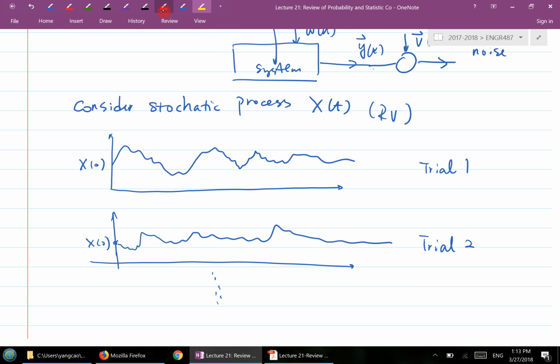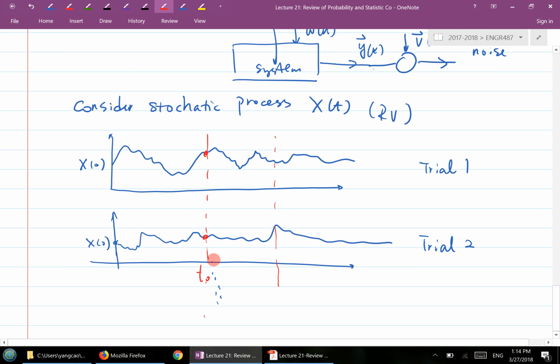So if I'm interested in, say, this t0 location, what is the value of this random variable at this t0 location? As you can see, here is one value, here's another value. If you keep going, you get a whole bunch of values, right? So at each moment, you have basically a sequence of numbers. Same thing for any other moment here.